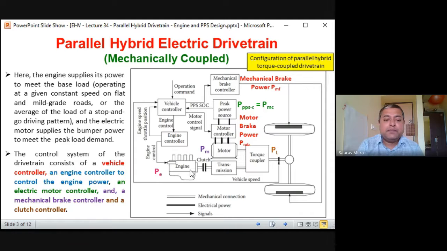So what is the path for that? From engine, clutch, transmission, torque coupler. From torque coupler the energy comes back to motor. In that case, motor acts as a generator. So motor controller is having those configurations, whether this has to act as a motor or generator. Then PE to transmission, torque coupler, then generator, then controller, and then charge comes to the PPS from PE.